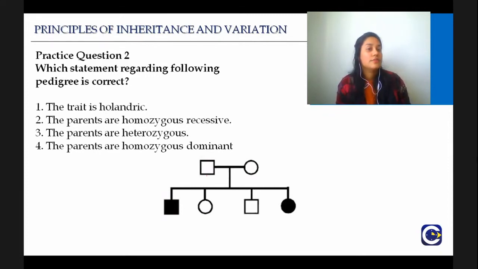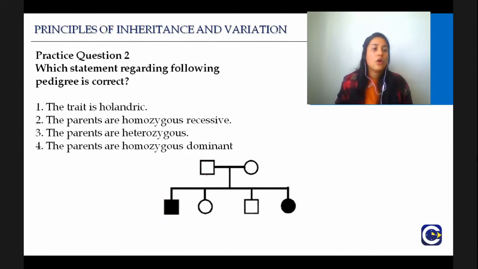I will wait for more of you to answer, and then I will tell you the right answer. See, this is a very easy question. Okay, here maybe you have to write the genotypes, but if you have understood, it will be very easy for you to answer.